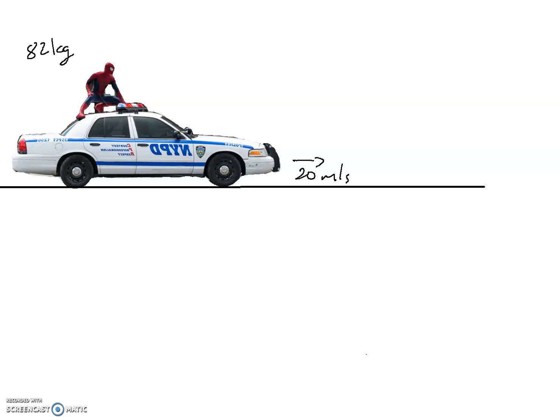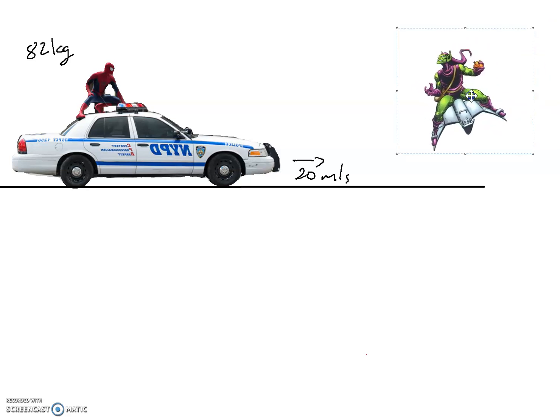So we already have Spider-Man riding on top of a police car, and he's 82 kilograms, and the car is moving at 20 meters per second. So all of a sudden, in comes the Green Goblin. All right, now the Green Goblin, of course, has his pumpkin bombs, and what he does is he's going to take one of his pumpkin bombs and he's going to throw it at Spider-Man.